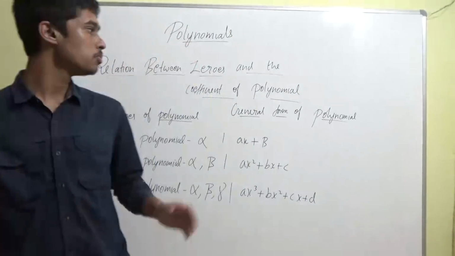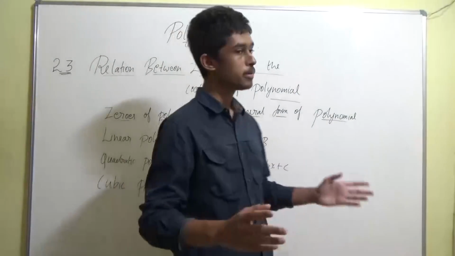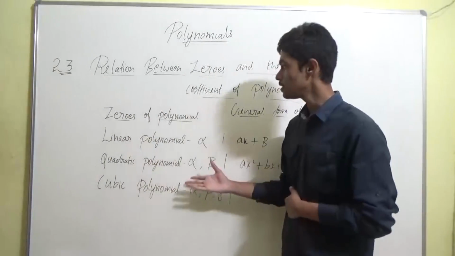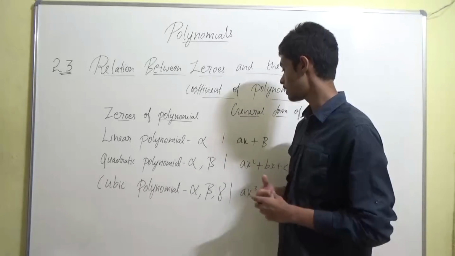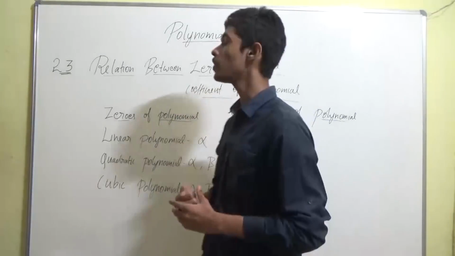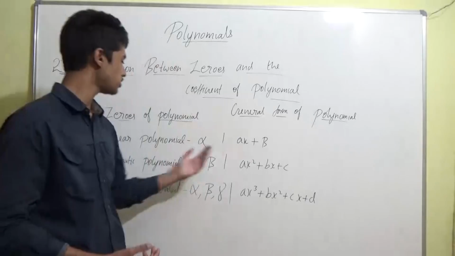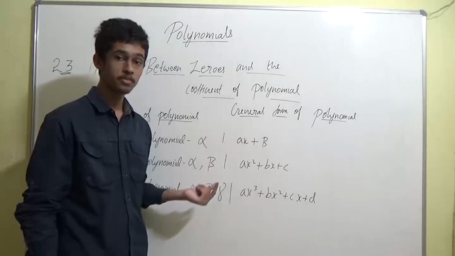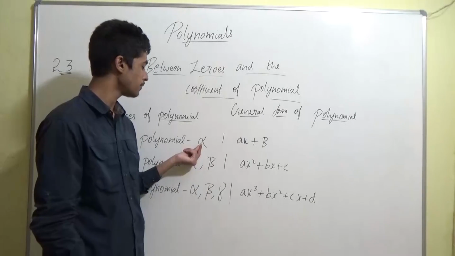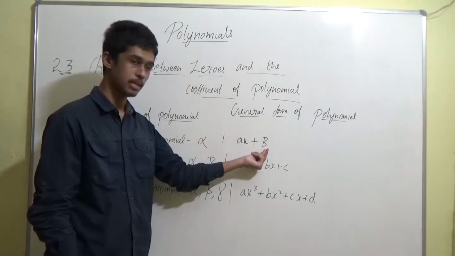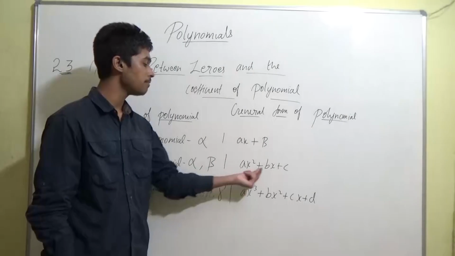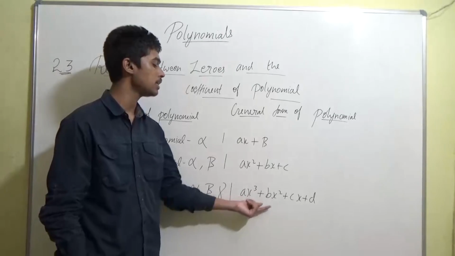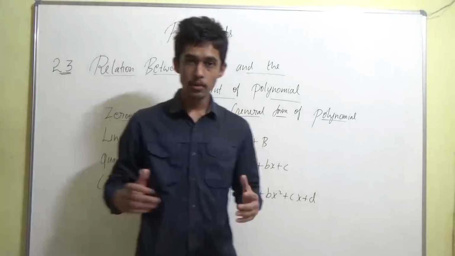I hope you people are comfortable with the nomenclature of what is coefficient and what is the zeros of polynomial, how they are termed. Now what we are exactly going to see is the relation between these two. That is the relation between the zeros and the coefficients, which means we are going to see the relation between alpha and a and b, alpha, beta and a, b and c. We are going to see the relation between alpha, beta, gamma and a, b, c and d. Doesn't it sound interesting, guys?